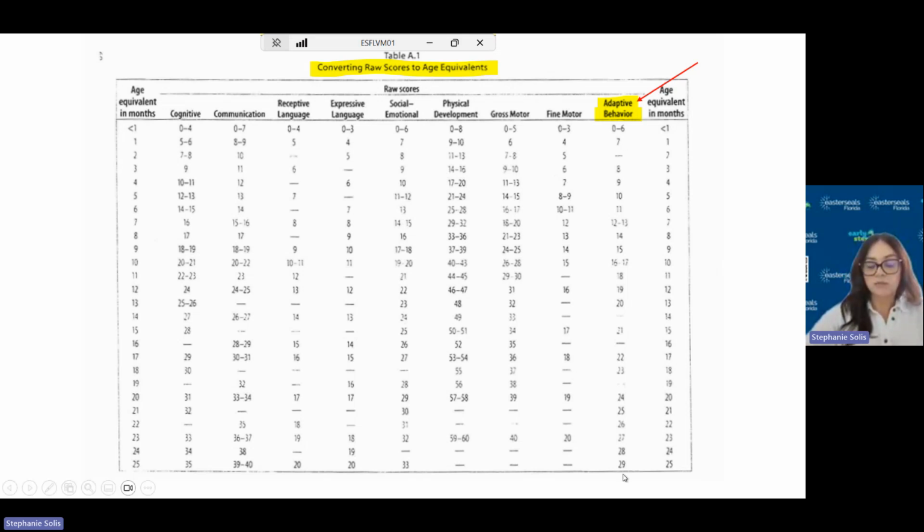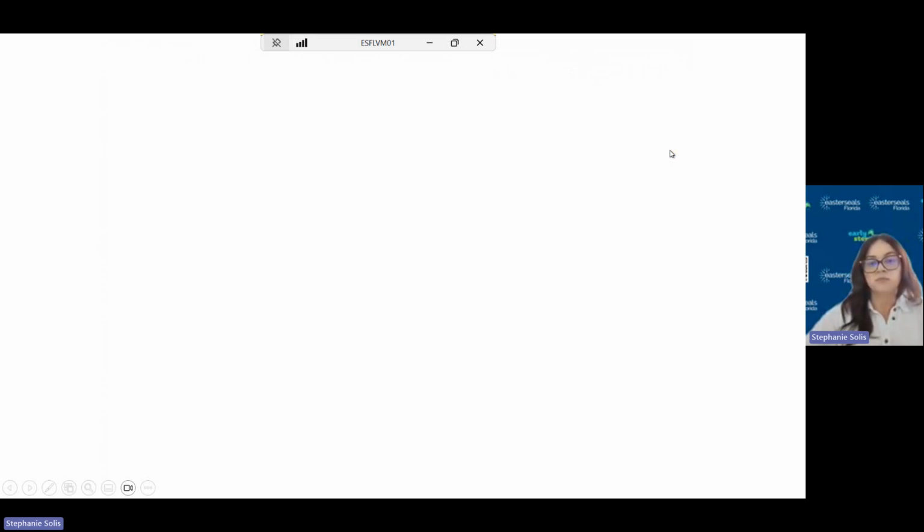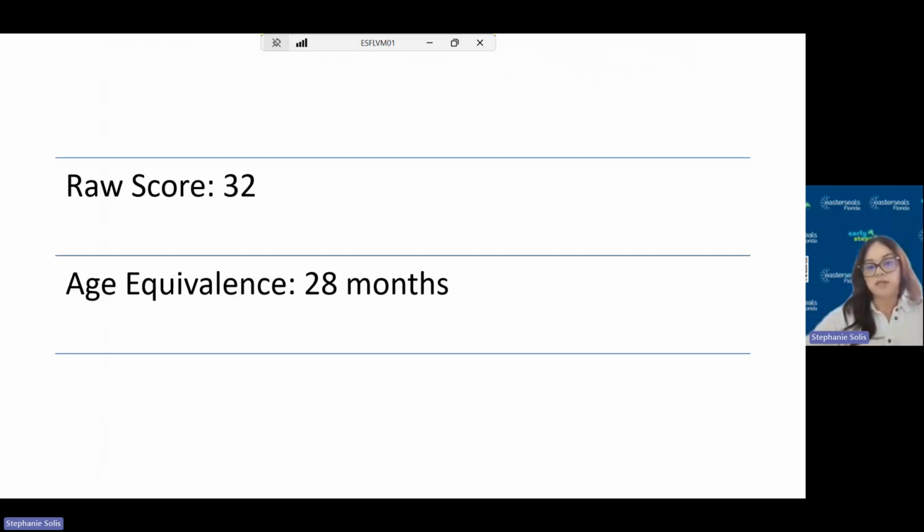The 32 doesn't come up on this page, meaning we have to go to the next page. Here's the next page, again looking under that adaptive domain, and here's our 32. Now we found that our age equivalent is 28. We're going to go ahead and jot that down. So we have a raw score of 32 and an age equivalent of 28.